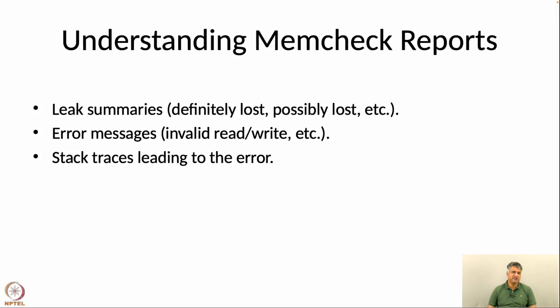So essentially, we need to see what are the different types of summaries we get. We get definitely lost, and we get possibly lost as well. Possibly lost happens when you have some indirect references, typically pointers of pointers, and those pointers are then dereferenced, and sometimes those can be possibly lost. You also have error messages, which are an invalid read or an invalid write.